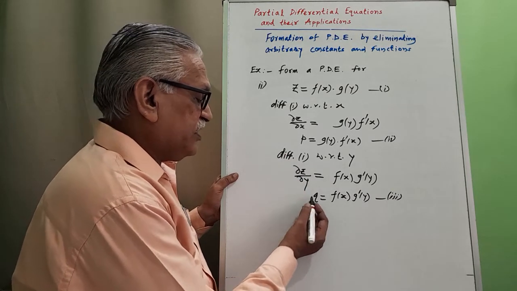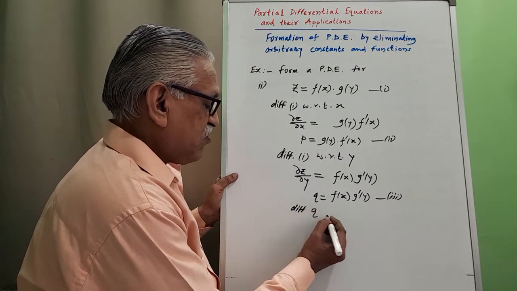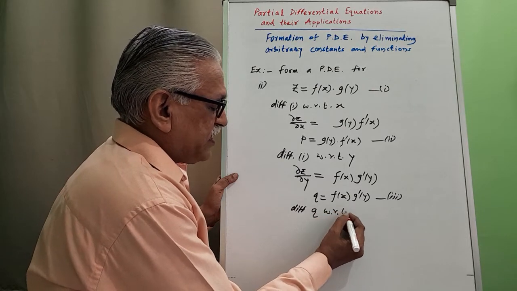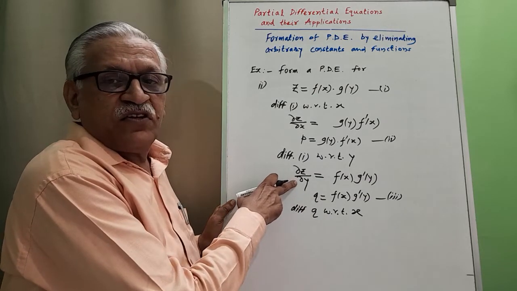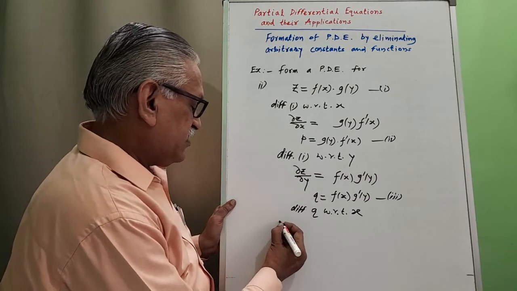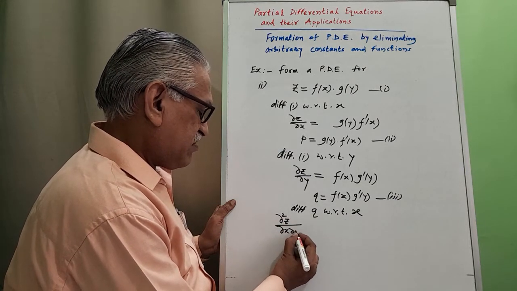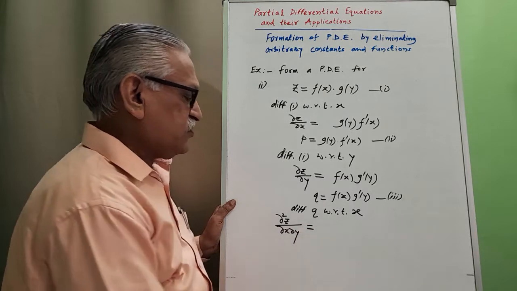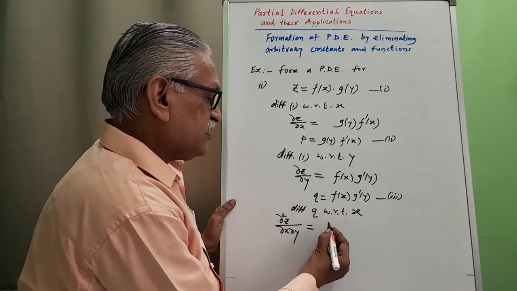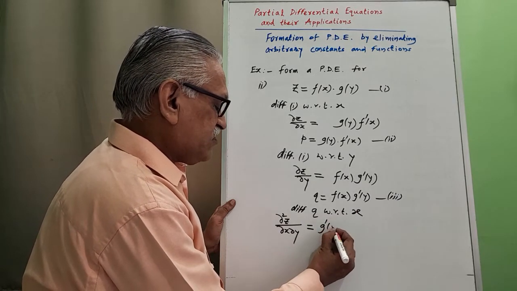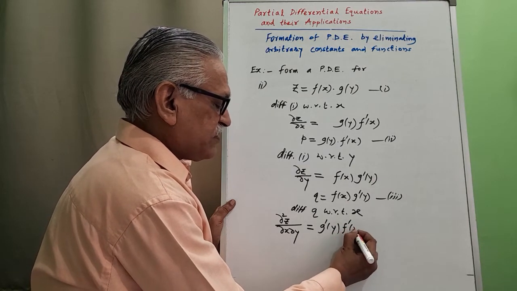Then differentiating this equation 3, differentiating q with respect to x, we get therefore differentiating this with respect to x, we get that term as ∂²z/∂x∂y is equals to differentiation of this product with respect to x, where that g dash of y is constant term, we take outside, and differentiation of f is f dash of x.